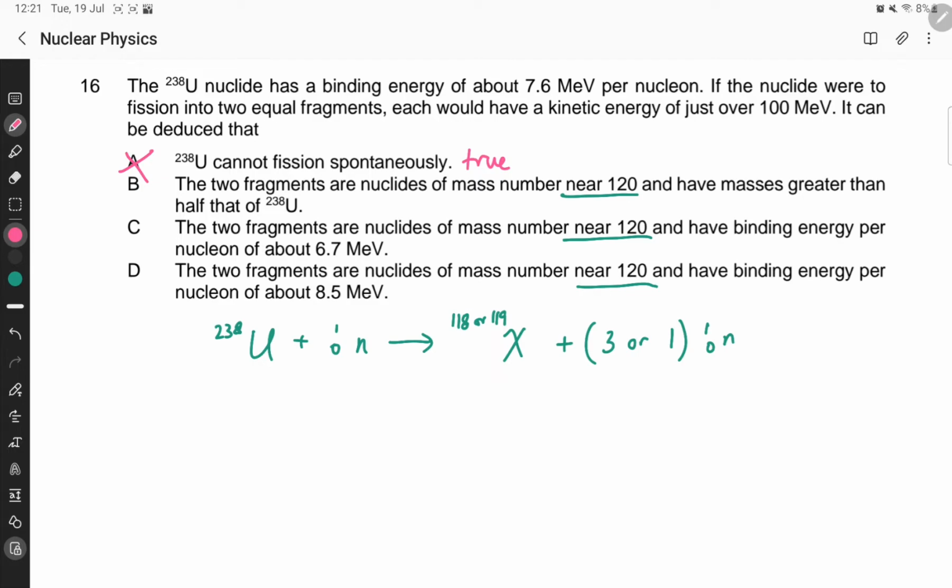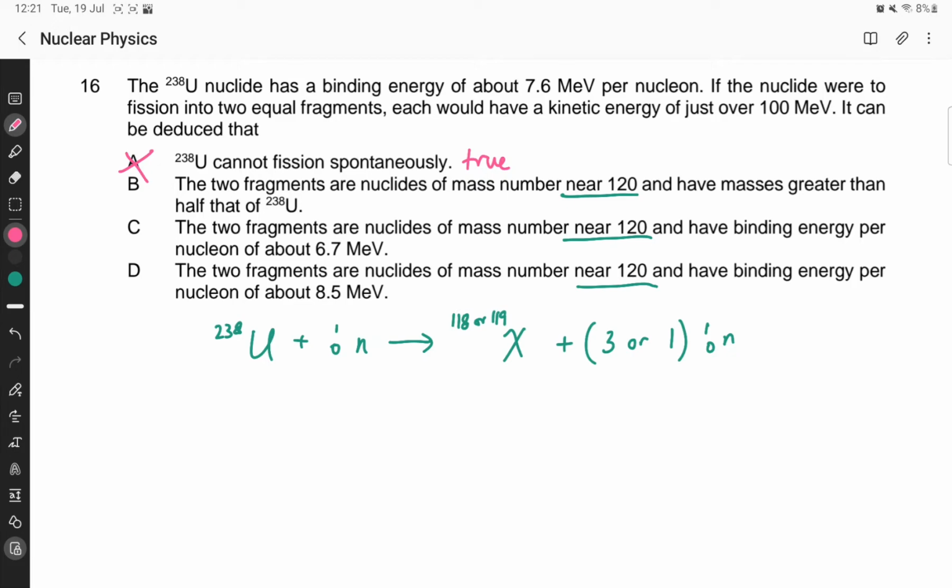What about B? The two fragments have mass number near 120. That's right. And have masses greater than half that of uranium. This is definitely false. Let's consider a case whereby it's 119. Even if it is 119, it will also not be possible.